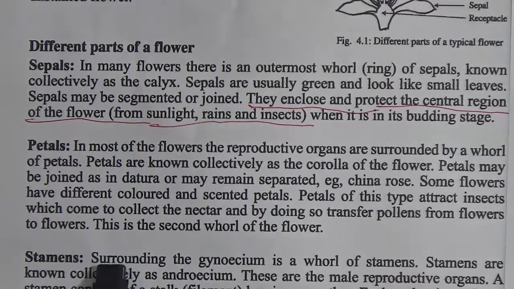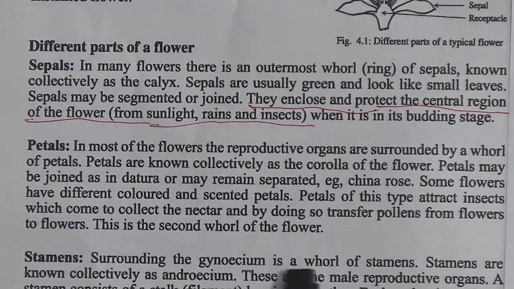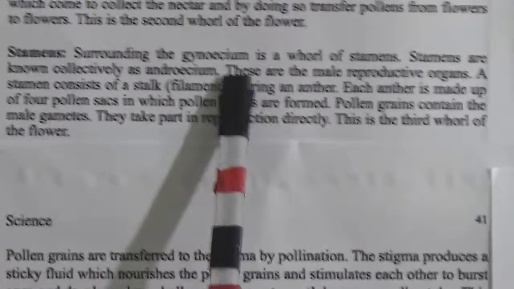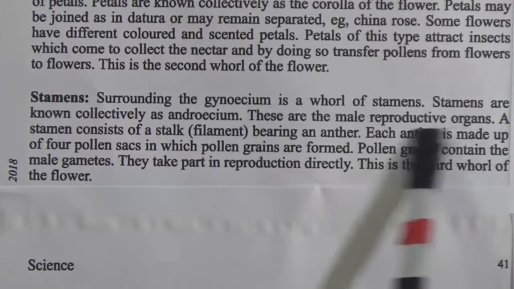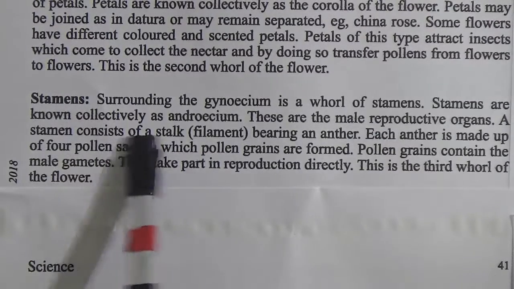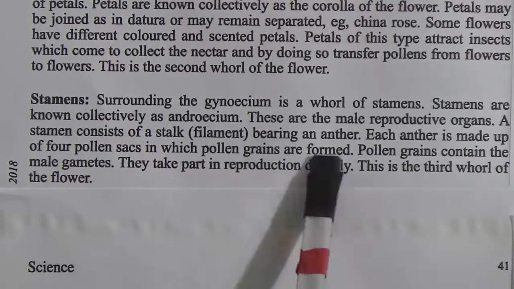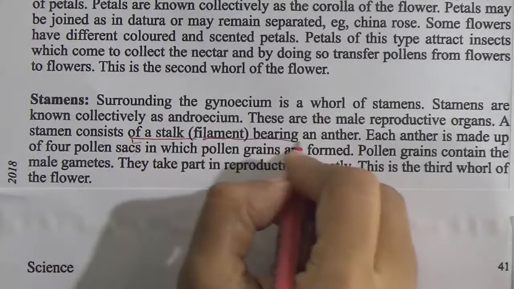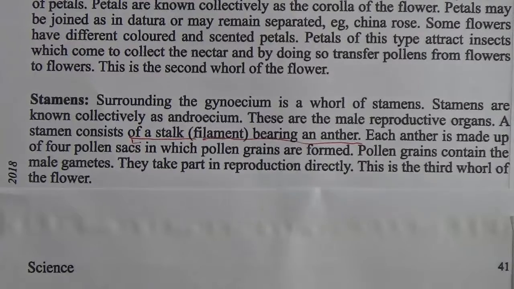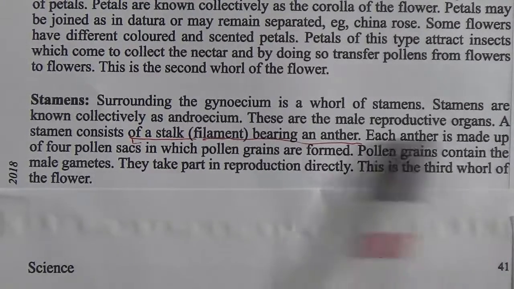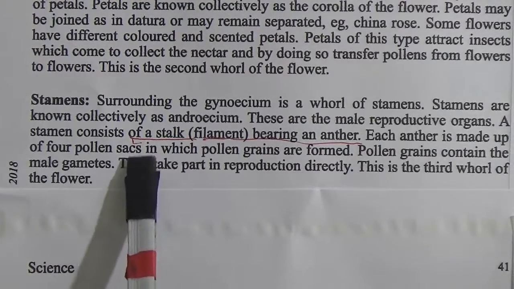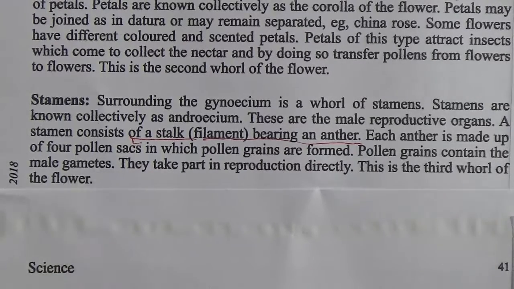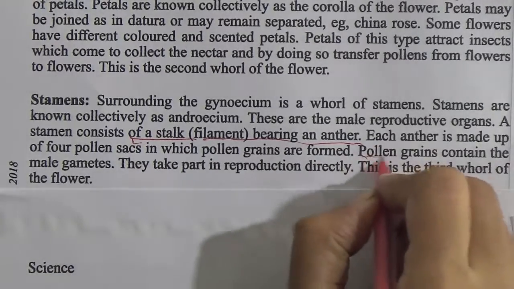Now come to stamens. Surrounding the gynoecium is a whorl of stamens. Stamens are known collectively as androecium, and these are the male reproductive organs. A stamen consists of a stalk, that is the filament, bearing an anther. An anther produces the pollen grains, and each anther is made up of 4 pollen sacs in which pollen grains are formed. Pollen grains contain the male gametes, and that's why this part is very important.